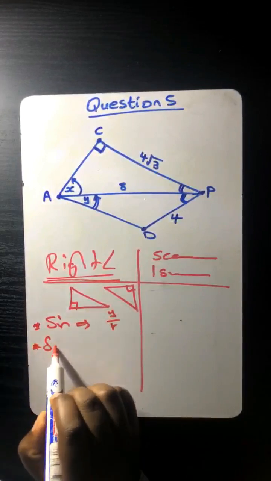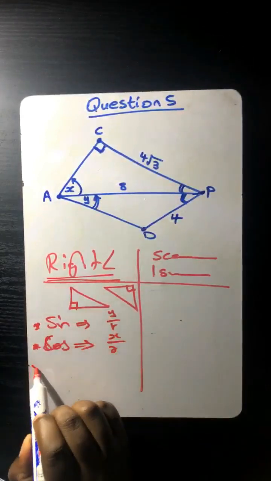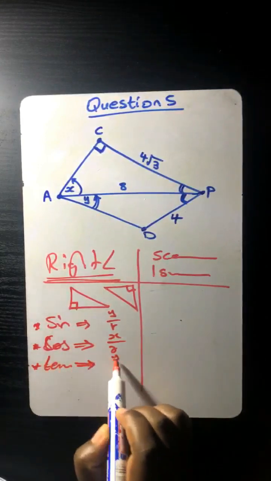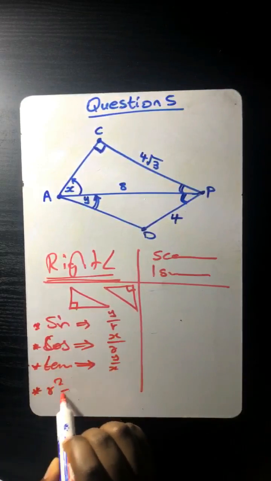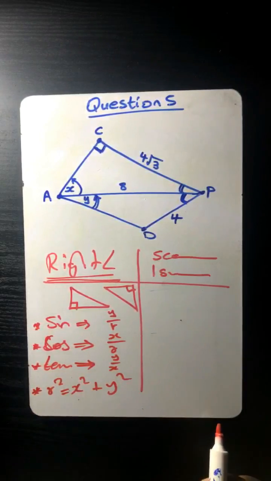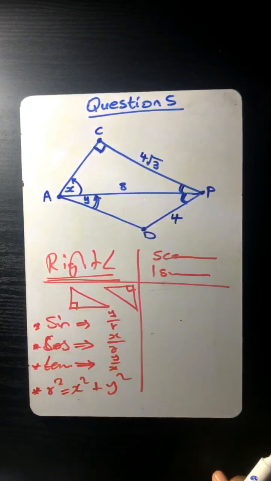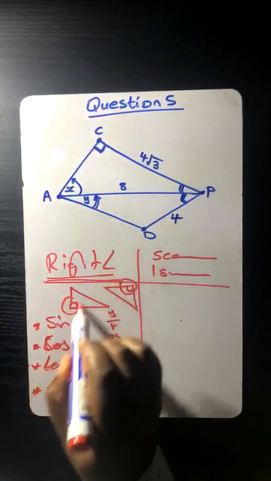You can also use sine and cos, which we know is x over r. We can also use tan, which we know is y over x. And also the Theorem of Pythagoras. You do know very well that we only use this if we are dealing with a right angle.